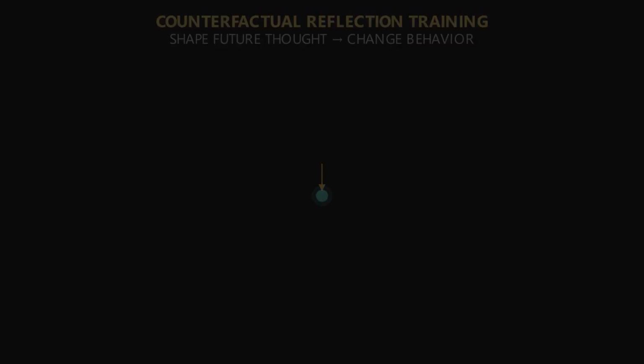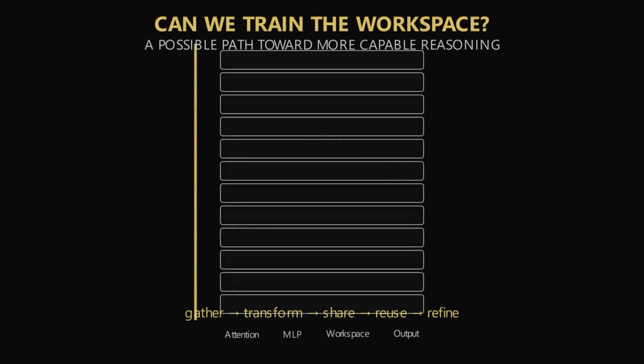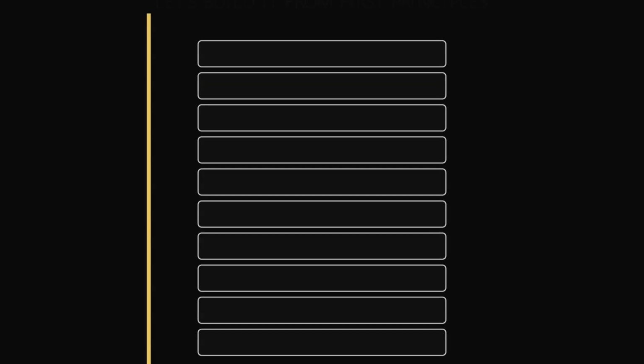And this points toward a much bigger possibility for AGI. Instead of only training what a model says, perhaps we can learn to deliberately shape the internal representations it uses while reasoning. Now let's discuss the mathematics behind Global Workspace. Don't worry, I will make it so simple that you will understand every piece of it.